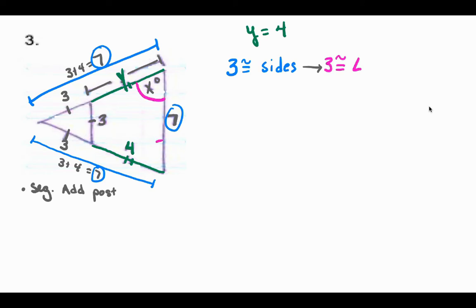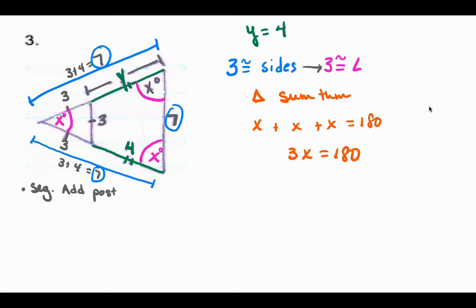So we have our x, we're going to have another x, and this final corner will also be x. And once again, we can use the triangle sum theorem. We're going to have our x plus our x plus x to be 180. So this time it's 3x equals 180, and x is equal to 60.